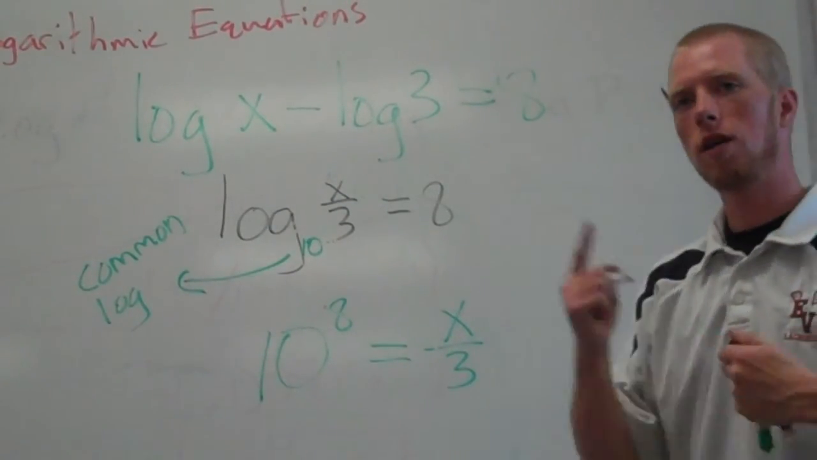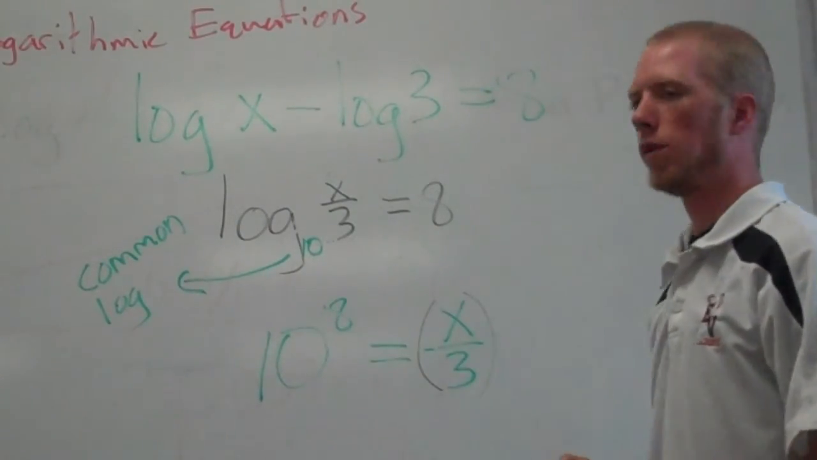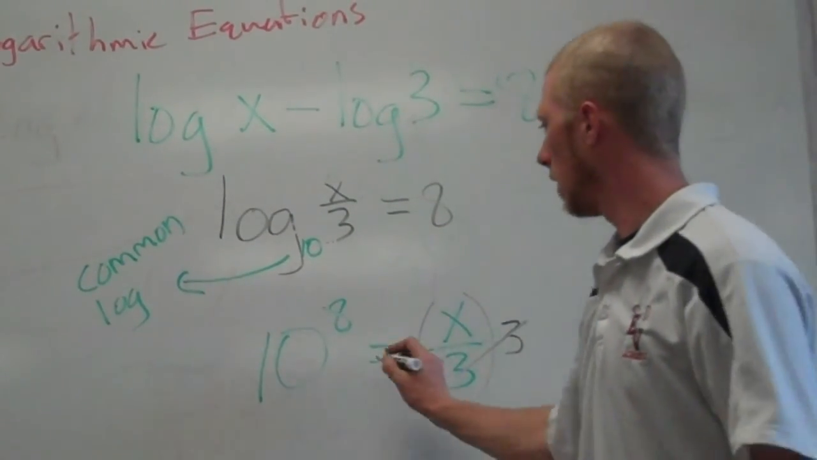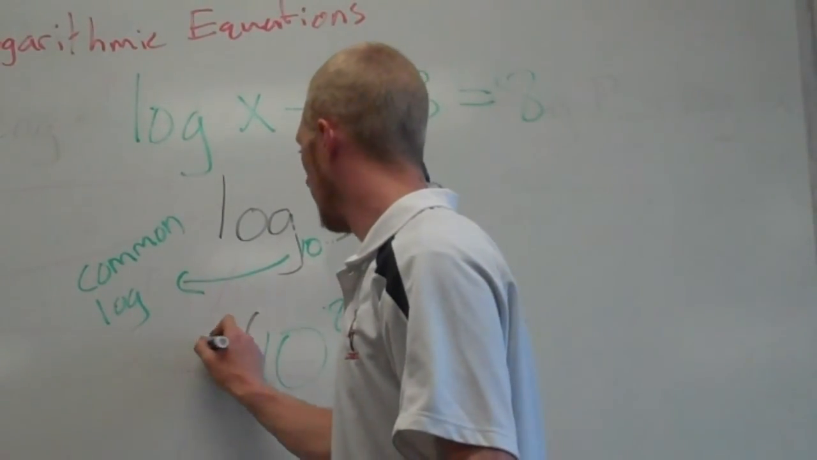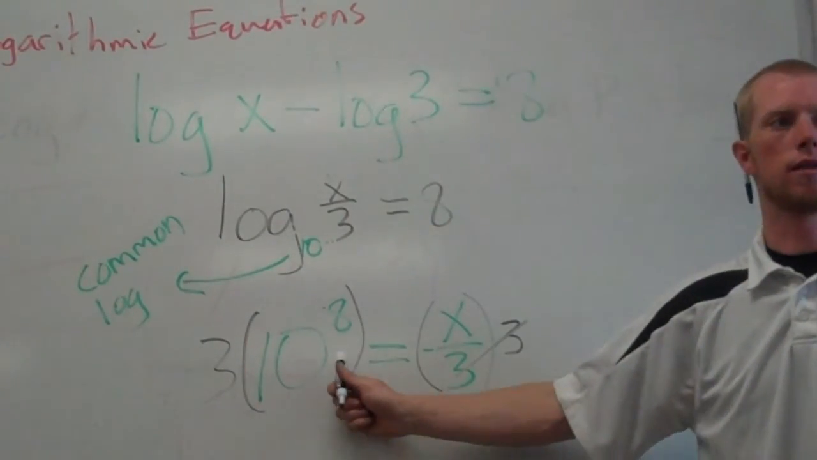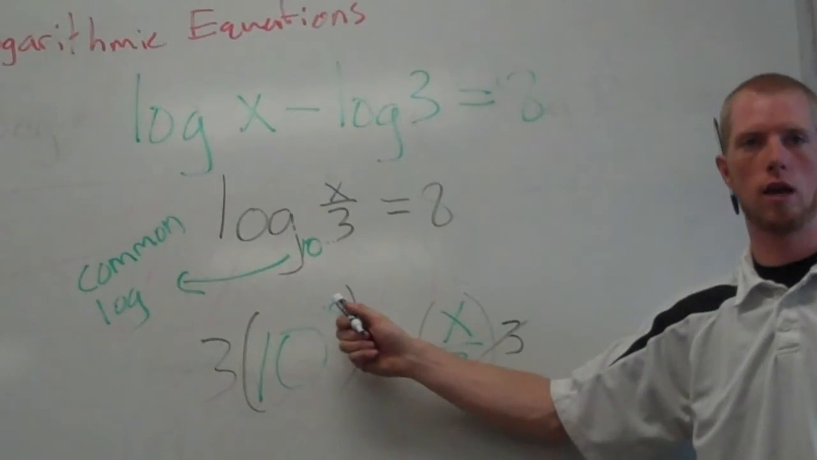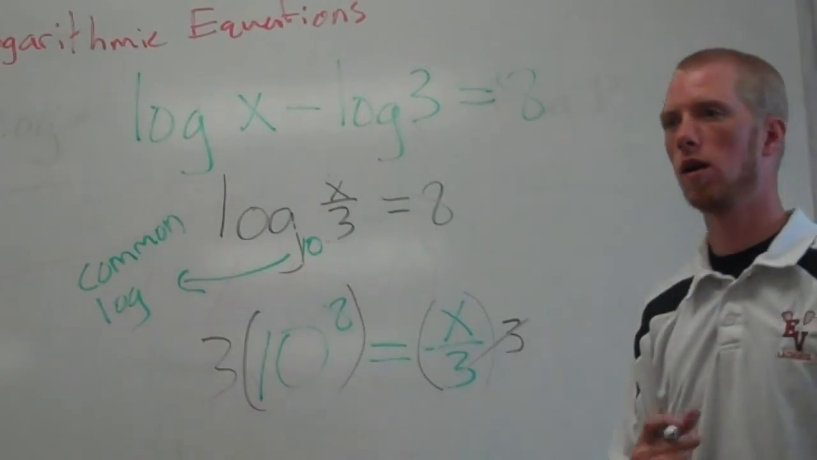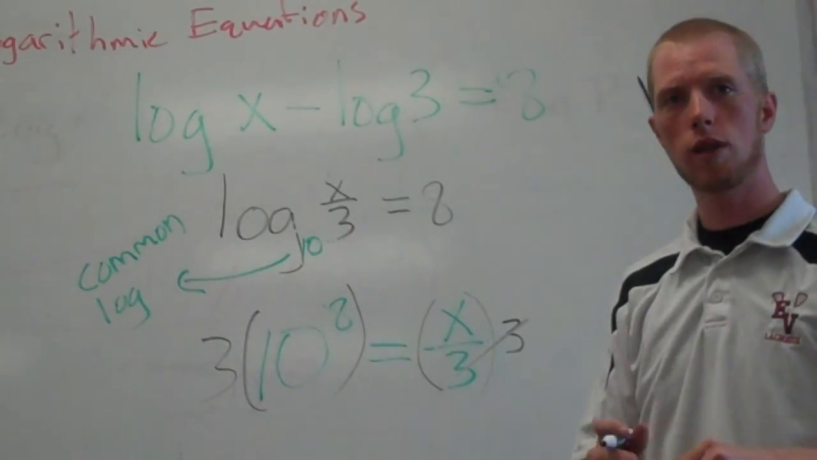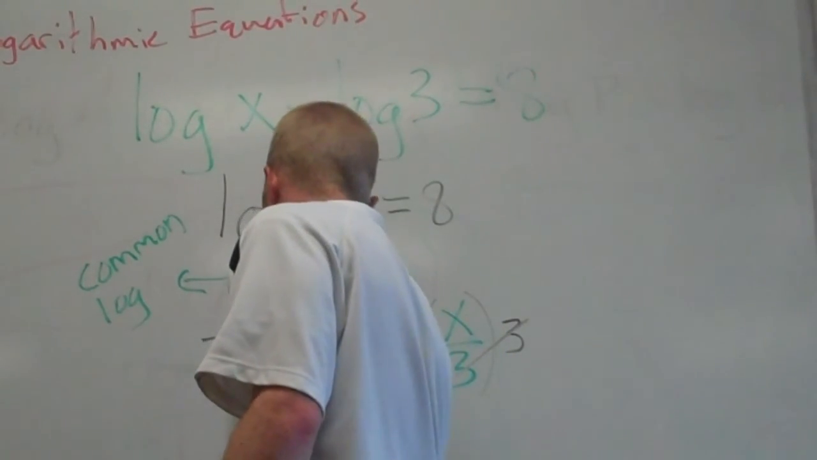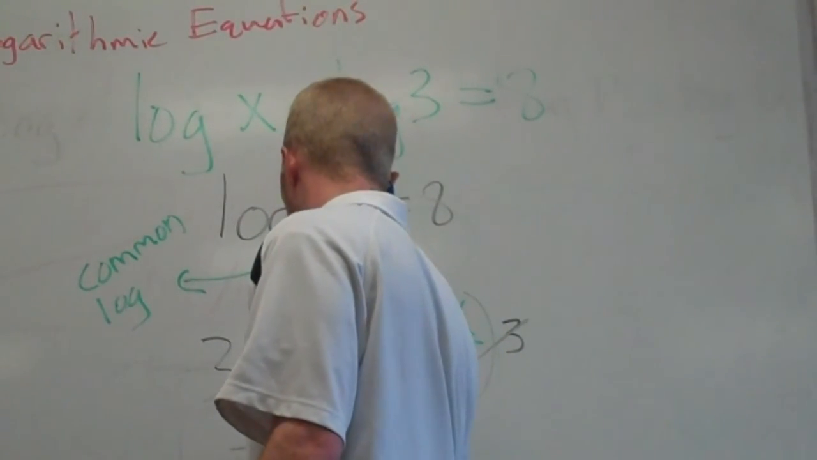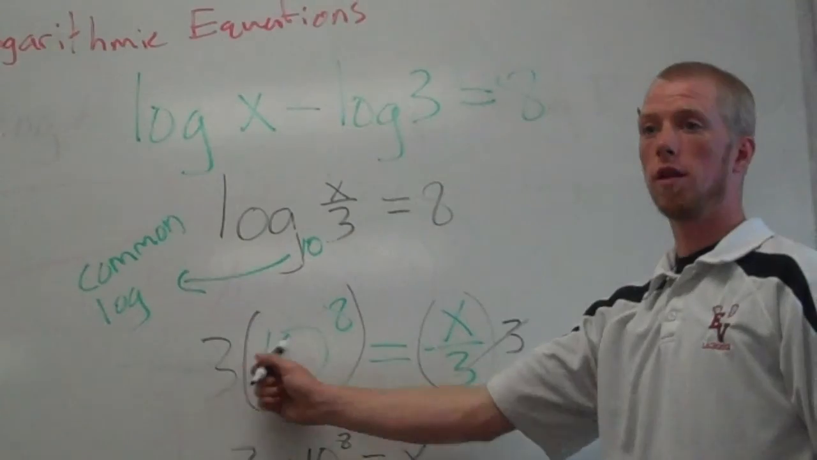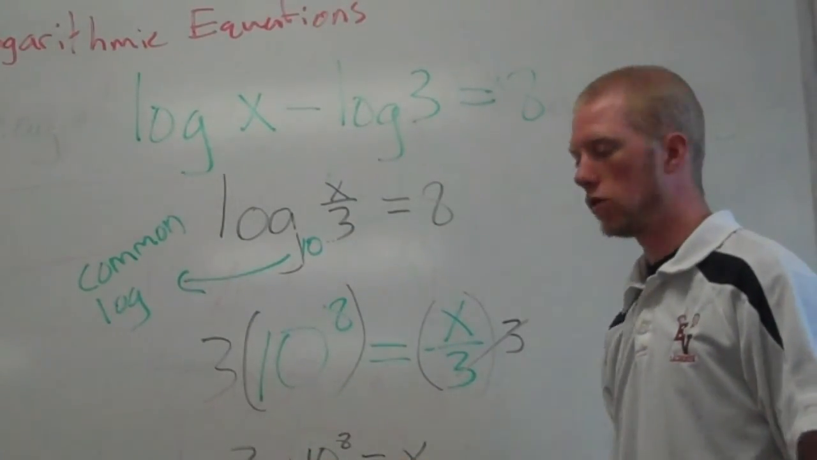At this point, guys, you've got just one step to complete this. We need to get x by itself. If it's x divided by 3, I need to multiply by 3, and multiply this side by 3 here. We can write this number out as a 1 with 8 zeros, and then multiplied by 3, it would be a 3 with 8 zeros. That's a really big number. When you have large numbers like that, use scientific notation, which says 3 times 10 to the 8 equals x.